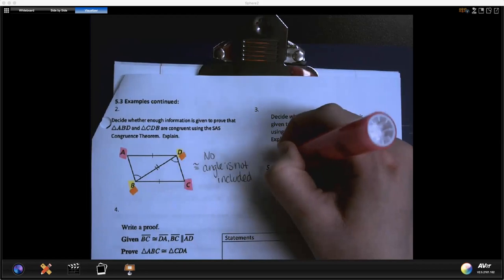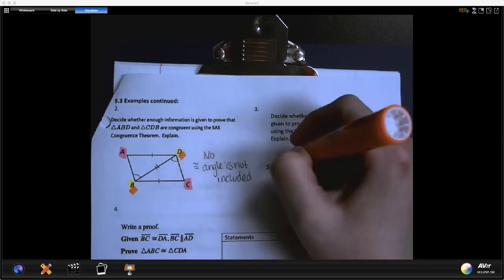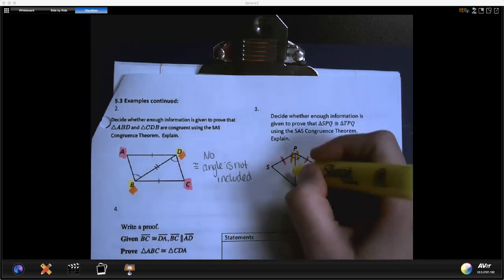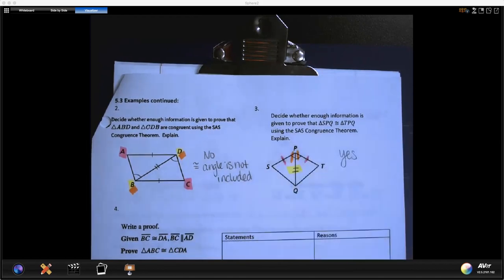So congruent side. We have congruent angles. And another side. Side angle side.